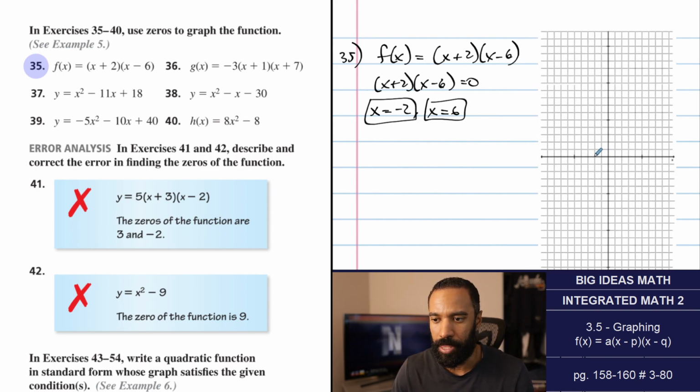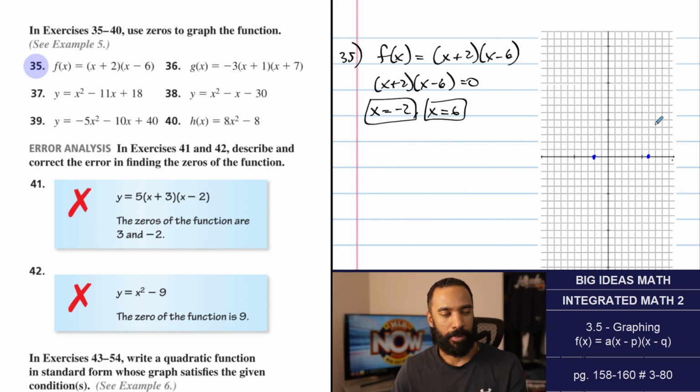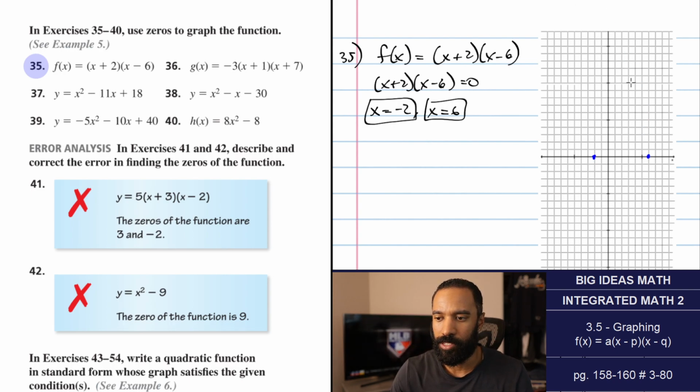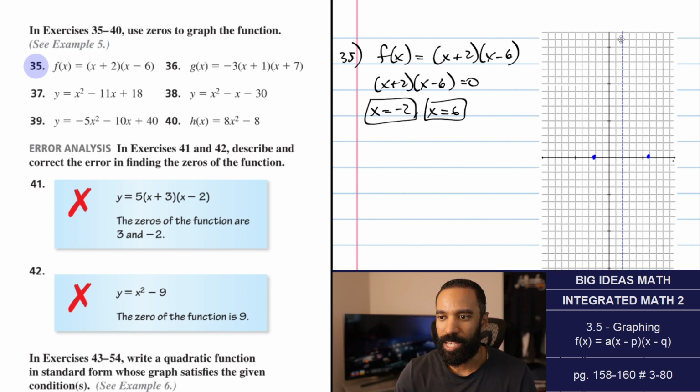They didn't ask us to label anything, so the less I write, the better. Maybe I'll write them as ordered pairs next time instead of x equals. We'll see. I still want my axis of symmetry, though, right? It's still halfway in between. The distance between negative 2 and 6 is 8. Half that distance is 4. Remember that number. Does anyone remember what to do with that number? Axis of symmetry is x equals 2.